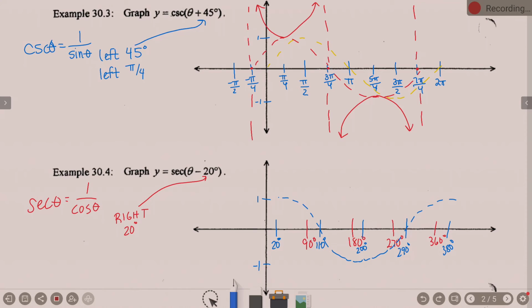Asymptotes at your zeros. So asymptotes at 110 and 290. And then flip your parabolas, right? Okay. It's a lot of old news. It's not that we do a ton with these graphs, but you just need to be familiar, able to handle these. Okay.